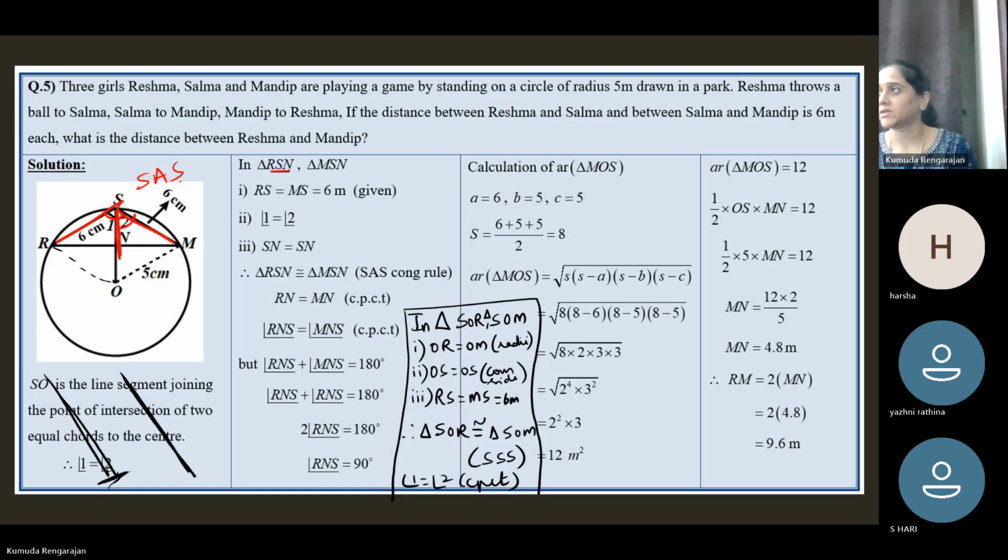SAS congruence criterion, the two triangles are congruent. So, through this congruency, we're going to say that this angle is equal to this angle. This angle is equal to this angle. But they form a linear pair, right? Yes. So, this angle is equal to 90 degrees. This is what we wanted.